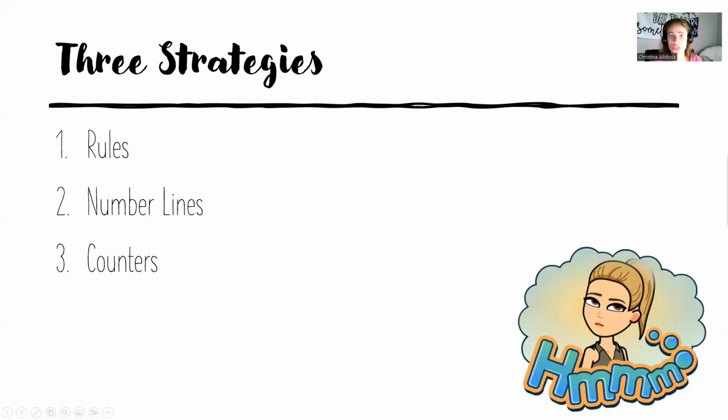The 3 strategies that we're going to be covering today are just using the basic rules, which is how we're going to start so you can get an overall understanding. But when I go over those rules, if memorizing them and following that flow chart doesn't work for you, then the second strategy is going to be number lines. That's a little bit more visual. And then the third one is using counters.